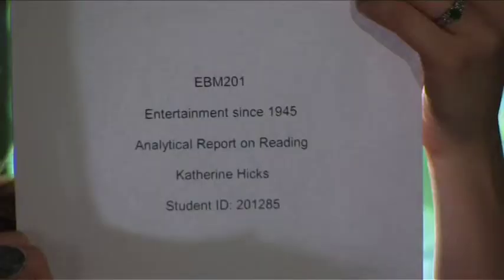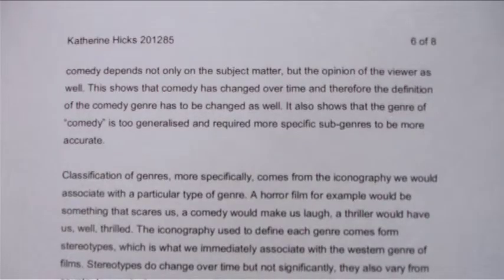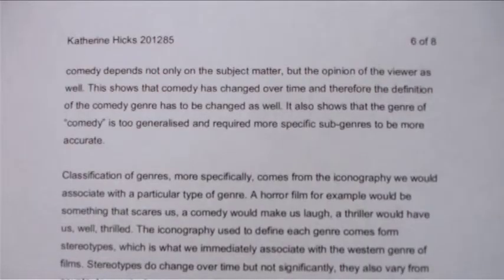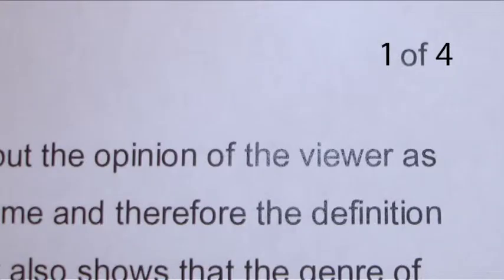Your title page needs to contain the following information: your unit code, for example EBM 201, the unit name, Entertainment Since 1945, the name of your assessment, Analytical Report on Reading, your student name and student number. The header of your document needs to contain your student name and number in the top left-hand corner and the page numbering in the right-hand corner. You need to specify the number of pages, for example, 1 of 4.